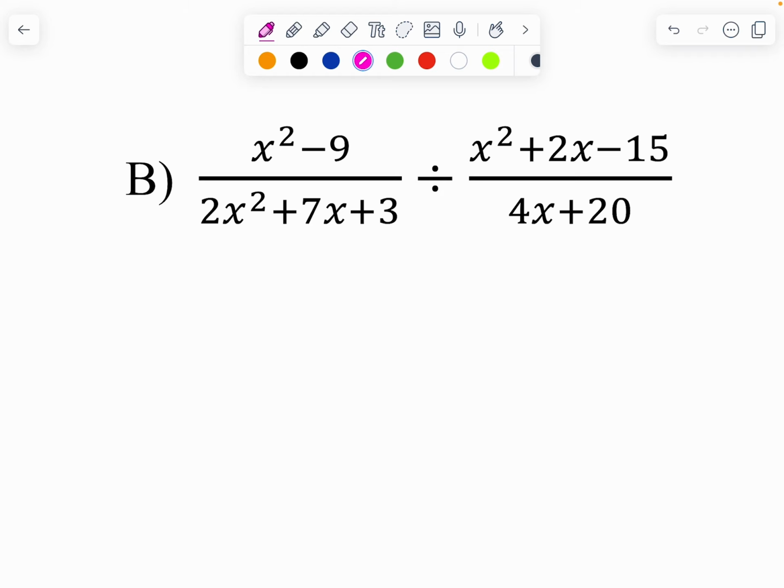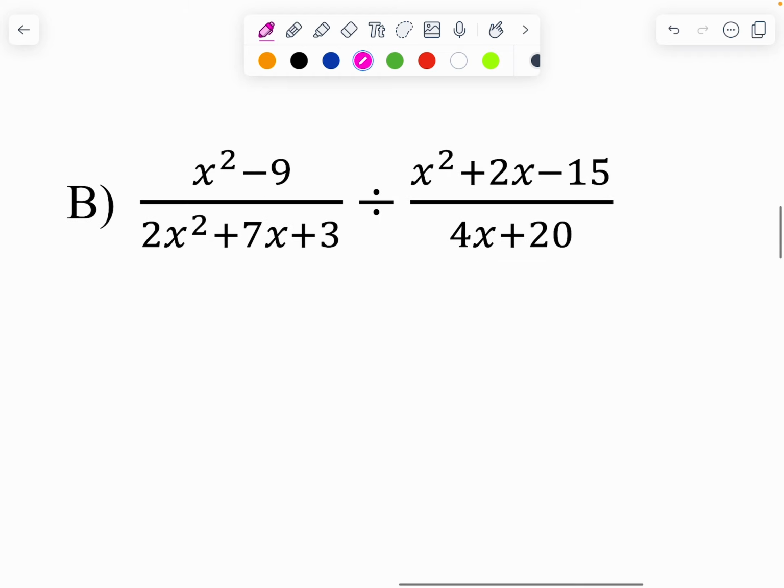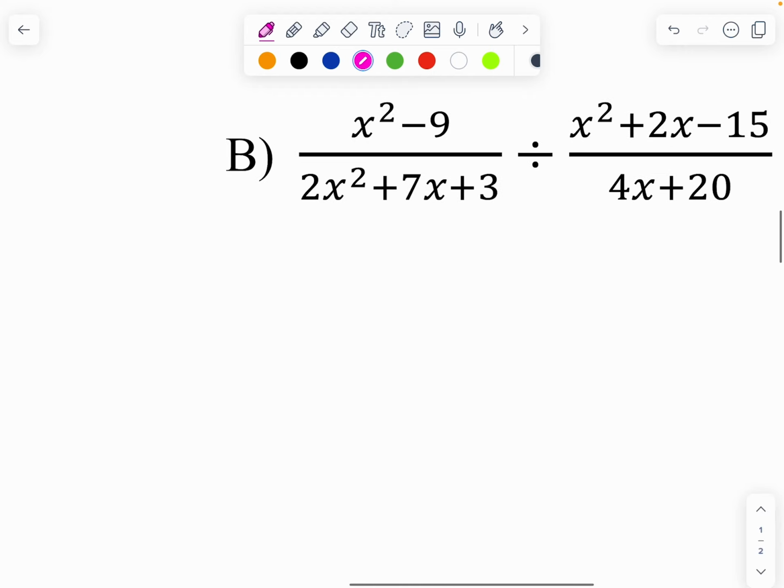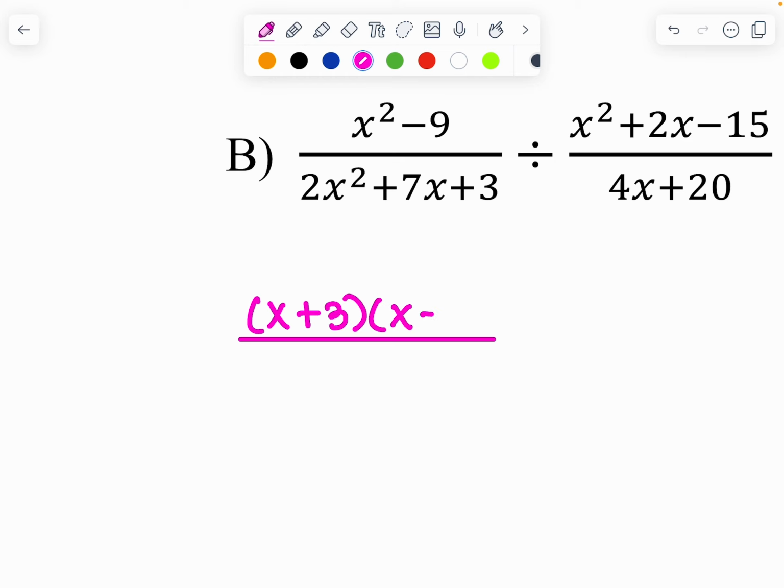All right, next we have division, which we know that we cannot divide fractions. So what we do instead is we multiply by the reciprocal. So you leave this first fraction the same, you change it to multiplication, and then you take the reciprocal of the second fraction, okay? So first fraction we're gonna keep the same, but we're gonna factor it because we wanna simplify. So the first one, the numerator is a difference of squares, x plus 3, x minus 3.